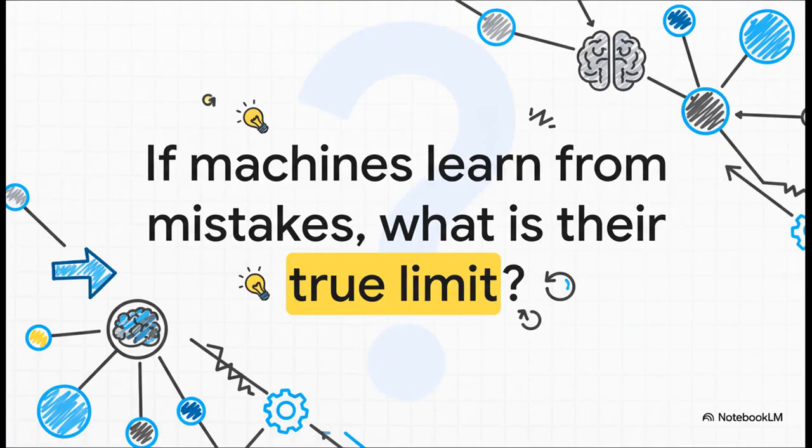And that really leaves us with a final thought, doesn't it? This elegant process of error correction, this is the engine that's driving this entire AI revolution. So if a machine has a way to learn from its mistakes this systematically, what does that say about the future? What is the true limit on what we can actually teach it to do?